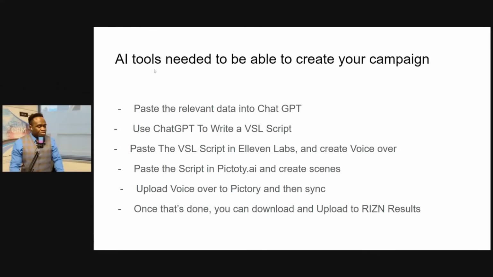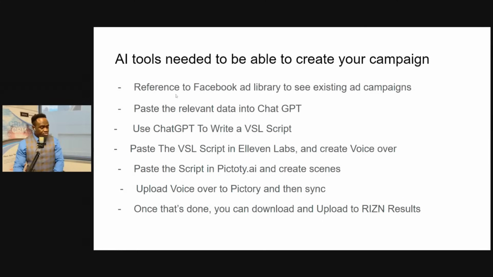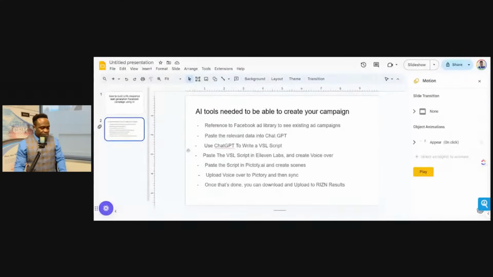Okay. So, AI tools needed to be able to create a campaign. We're going to reference the Facebook ad library to see existing ad campaigns. We're going to paste the relevant data in ChatGPT. We'll use ChatGPT to write a script, and we'll paste a VSL. This is just simple stuff.